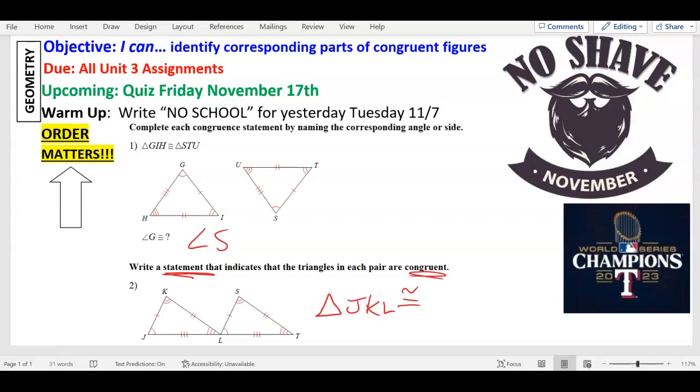We'll look for the arcs. If JKL is one arc, two arc, three arc, go to the other triangle. What's one arc, two arc, three arc? So over here, what's the one arc? L, S, T. Do you see how the order matters? You're matching things up. So triangle LST.